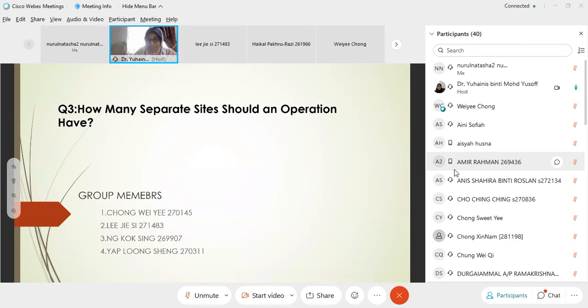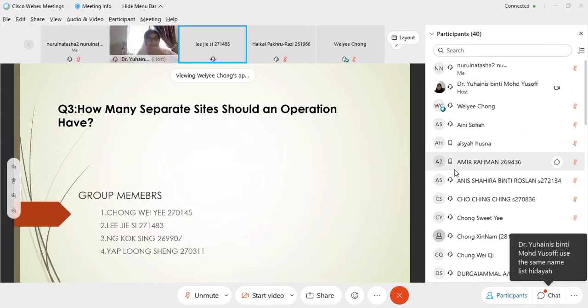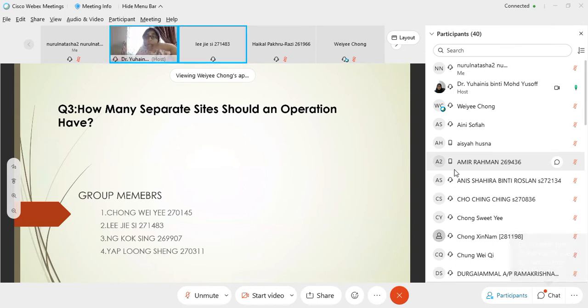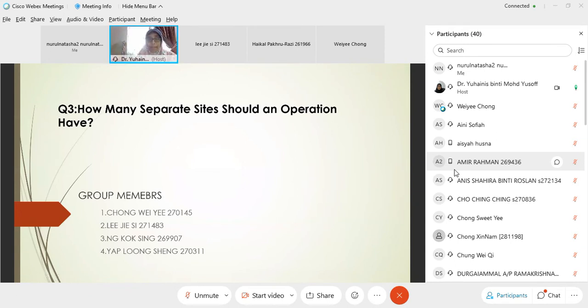Okay, so our question is how many separate sites we should have for an operation. This is in question number 3. Yeah, we still have one more group for question 2, right? I think we have 3 groups doing question number 2. Am I right? Oh yeah, okay.